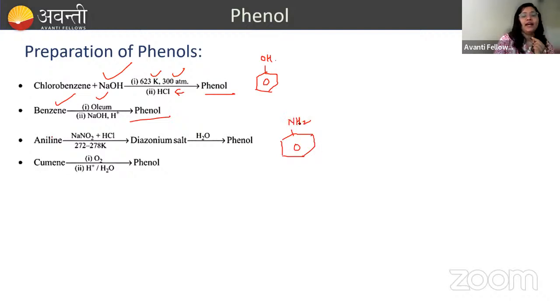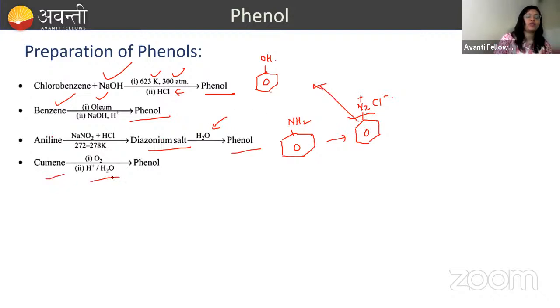When this aniline reacts with NaNO2, diazonium salt gets formed. Yesterday only we have seen the diazonium salt, N2 plus and Cl minus. So this is our diazonium salt, which on hydrolysis with water, यहाँ पे से ये निकल जाता है और हमको क्या मिलता है? Phenol. Very good. Next, cumene when it undergoes oxidation, we get phenol. Right? Any doubts about these preparation methods?